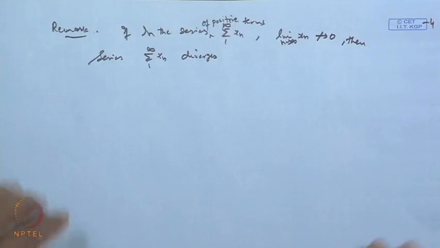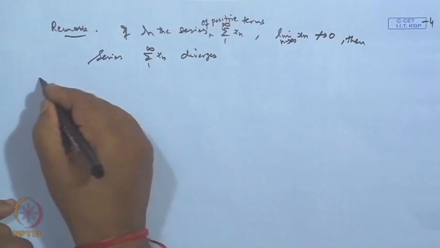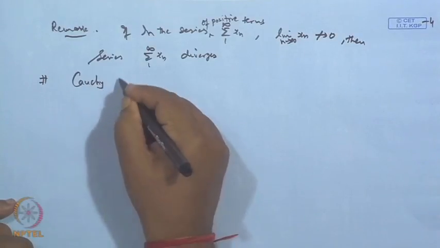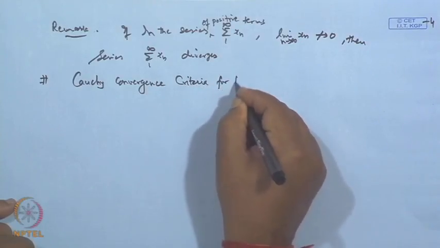Now, there is another result, just like the Cauchy convergence criteria. We have a Cauchy convergence criteria for sequences: any sequence of real numbers is convergent if and only if it is Cauchy. That is, it satisfies the Cauchy criteria that after a certain stage the difference between any two arbitrary terms of the sequence is less than epsilon, given epsilon, then we say the sequence is convergent. Correspondingly, we also have a result for a series, known as the Cauchy convergence criteria for series.